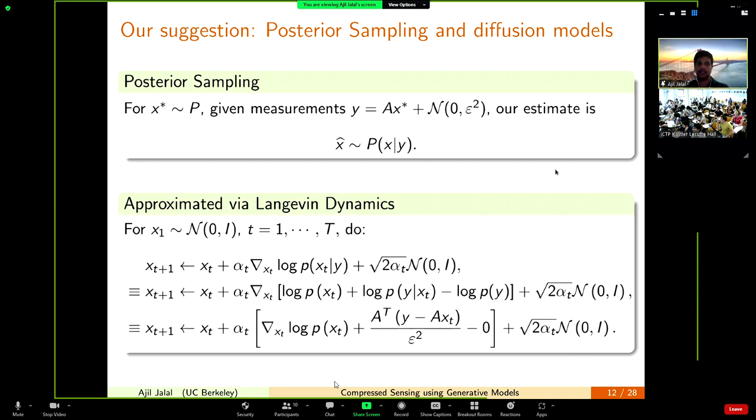So this says that assuming you had access to the true posterior of the distribution of the image, if you're given linear measurements with Gaussian noise, then you can write out the update rules for Langevin dynamics to sample from the posterior distribution. And this gradient log p term comes from the diffusion model.